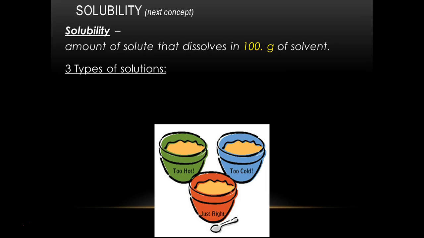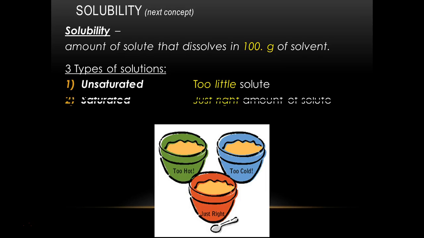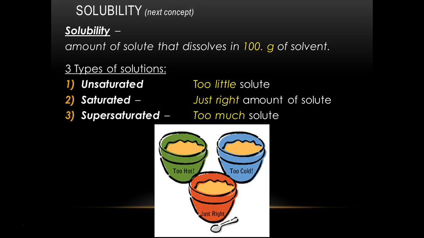Now there's 3 types of solutions where solubility ties in. You've probably heard of this before. It will be your unsaturated solution. Think of it as too little. We have our saturated solution, just right, and our supersaturated solution. We have too much solute dissolved in that solvent. And this picture, too hot, too cold, just right. Think about Goldilocks and the 3 bears. That is an analogy for our types of solution.